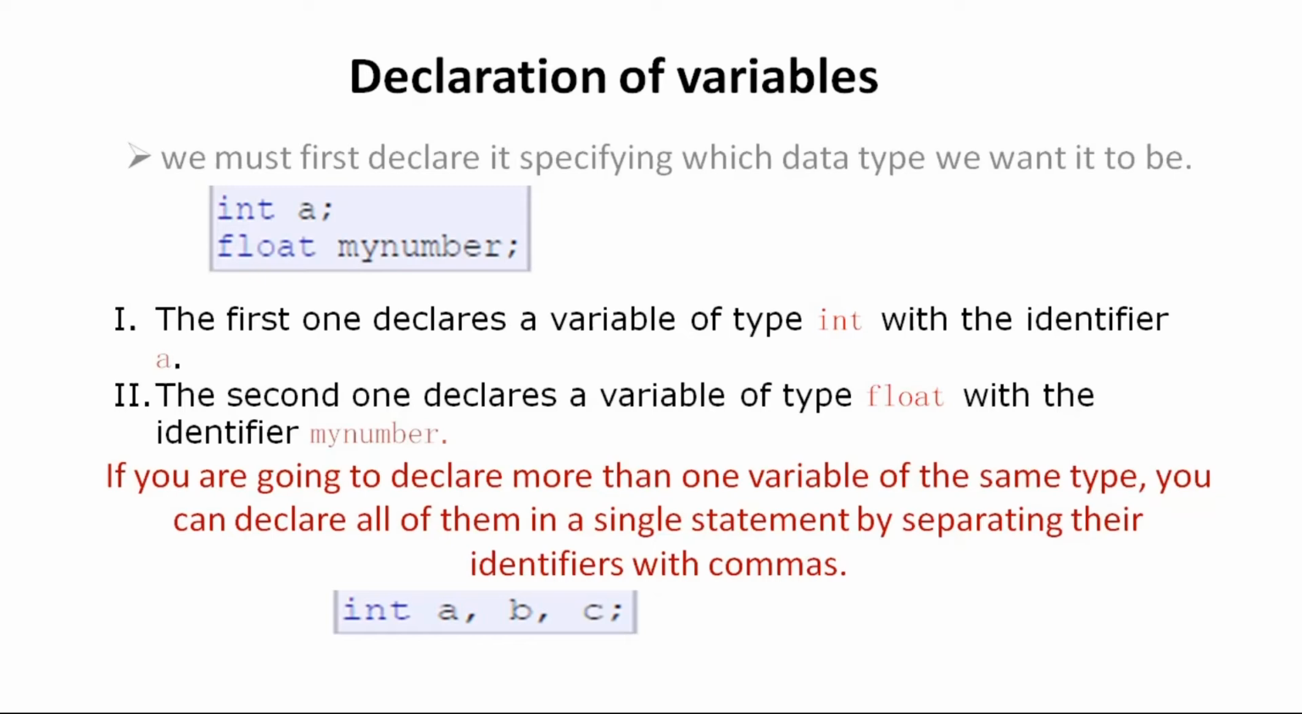For example, float my number is declared with a semicolon. Float is a data type, my number is a variable.